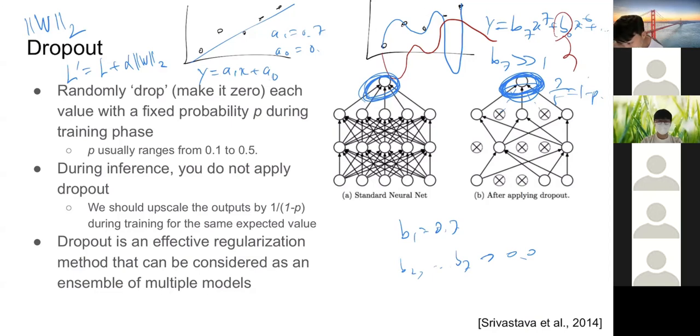Wait, so what do you mean by the same number of training iterations? You mean like to achieve the same training loss, right? Is it the sample efficiency?